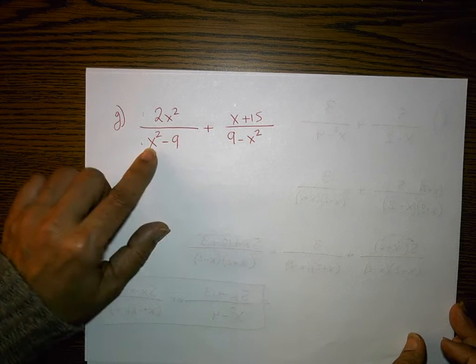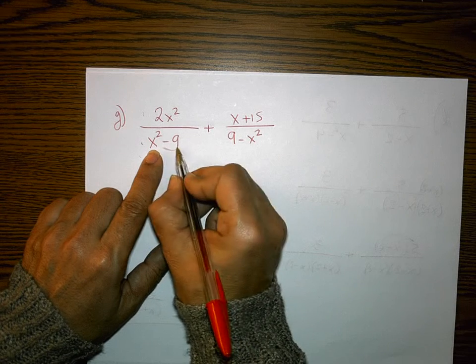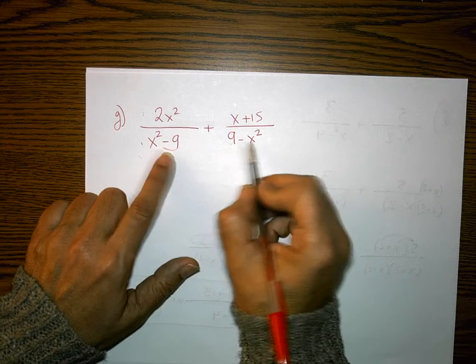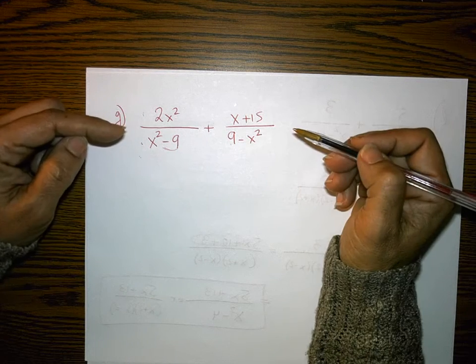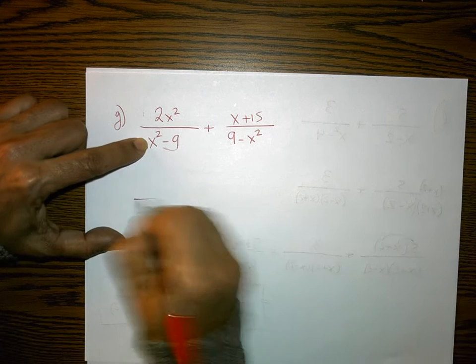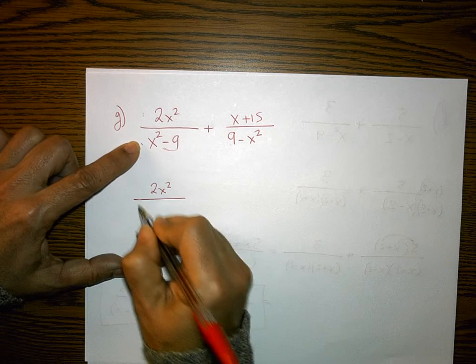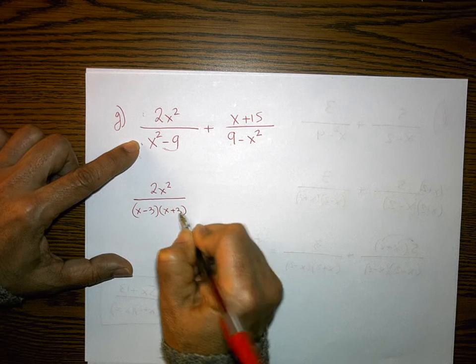We have x squared minus 9. Notice that my 9 is negative here, and here my 9 is positive. Not okay, they're not the same at all. So one of these rationals is going to have to be multiplied, okay? I like my x squared positive because I know this is a difference of squares. This is 2x squared all over, here's a difference of squares, x minus 3 and x plus 3.